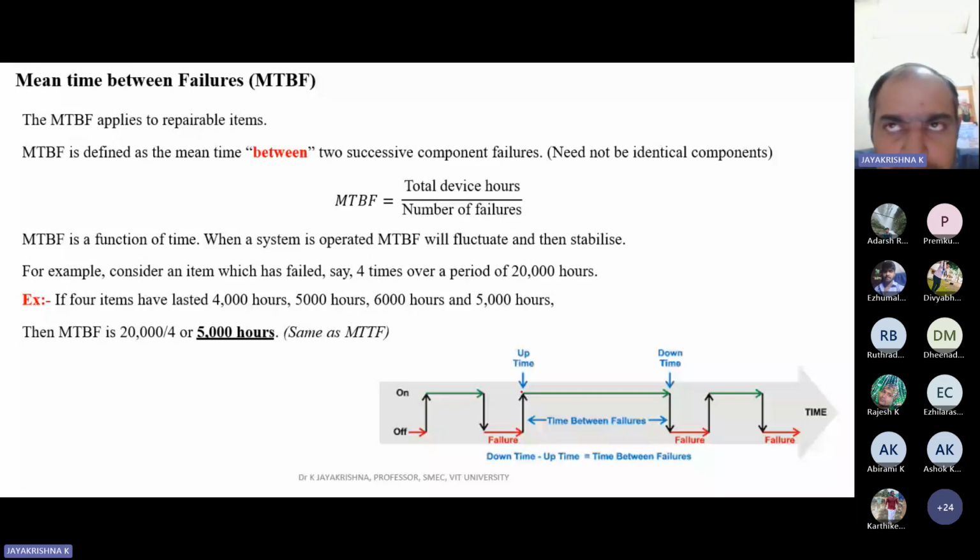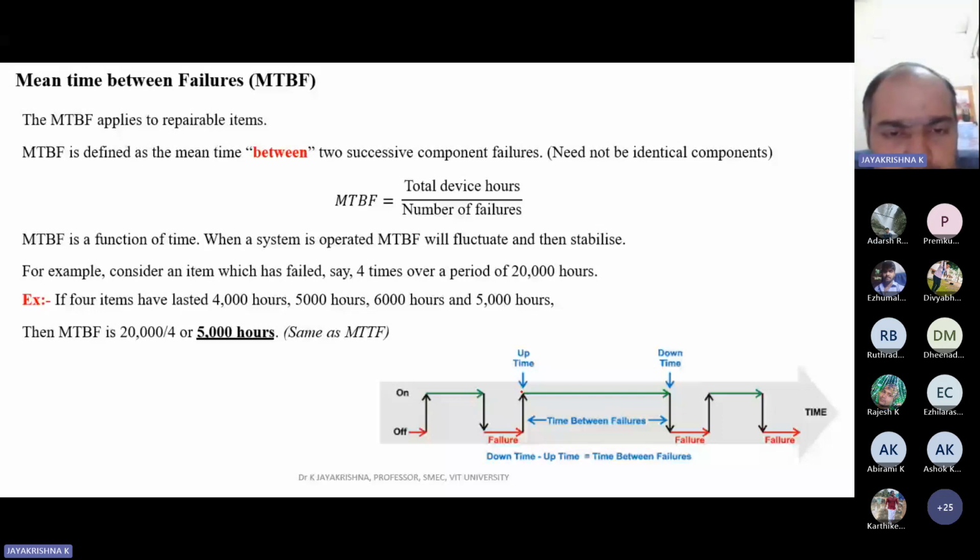For example, I'm buying a tire today. After 1 month, I can get the first puncture. The second puncture can happen within 2 days. The third puncture can happen after 3 months. The fourth puncture can happen after 6 months. The fifth puncture can happen the next day itself. Are you able to understand? So the duration between failures cannot be predicted, need not be identical. It can fail anytime.